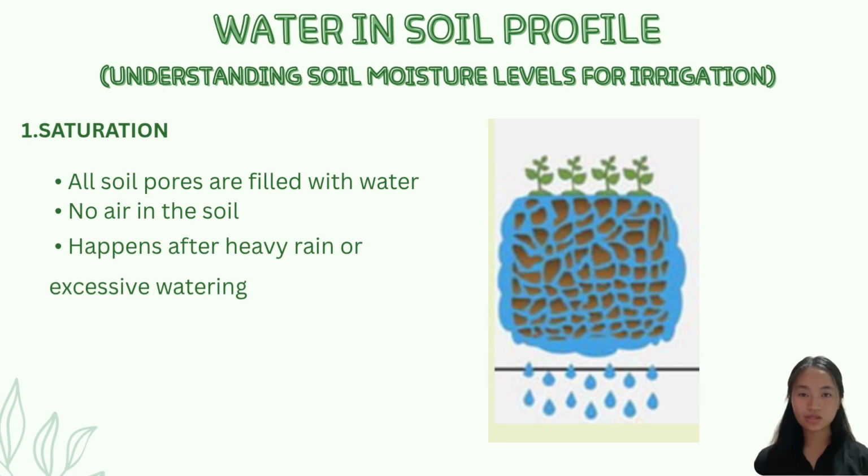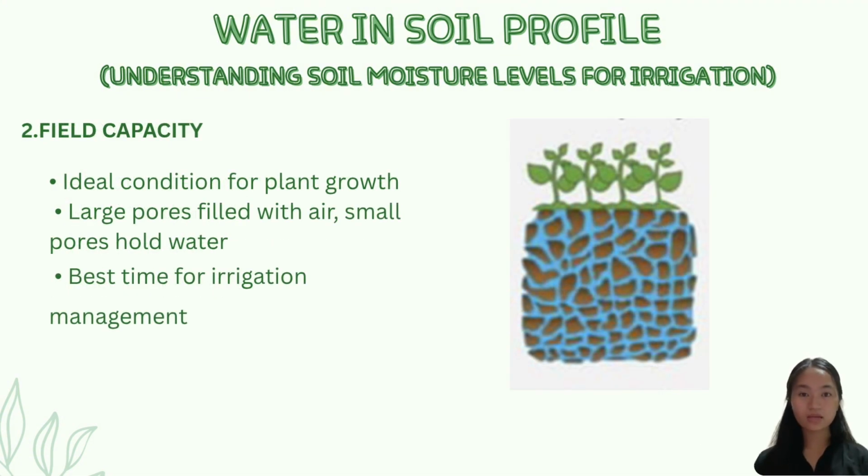So, to manage irrigation properly, we must understand how water behaves in the soil. The first condition is called saturation. This is when all the soil pores are completely filled with water and there's no air left in the soil. It usually happens after heavy rain or too much watering. This condition is actually not ideal because roots need air too, not just water.